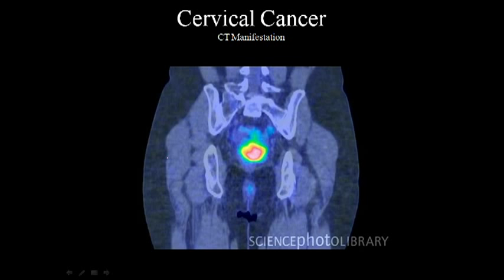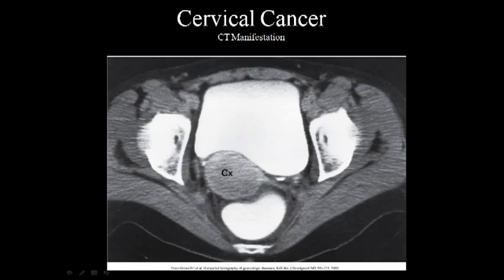Okay, this is a PET scan. I noticed that we had a hot spot here. And because we have a hot spot there, that really means that there is high metabolic activity. And because there is high metabolic activity, that really means that this is a very concerning area, because there should not be high metabolic activity there. And so that can be suspicious for cervical cancer.